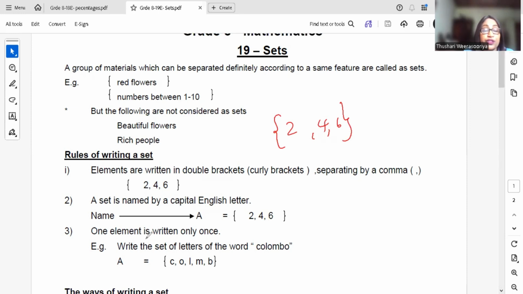And the third rule, the most important rule: the elements are written only once. What do you mean by that? Look at this example. Write the set of letters of the word Colombo. C, O, L. Can I write O again? No. One element is written only once. M, B. That's all. This is the set of letters of the word Colombo.